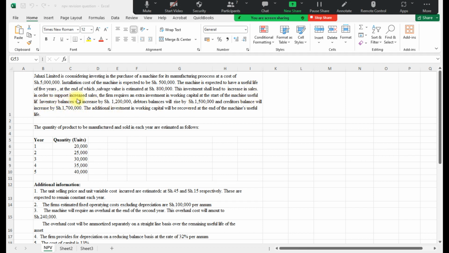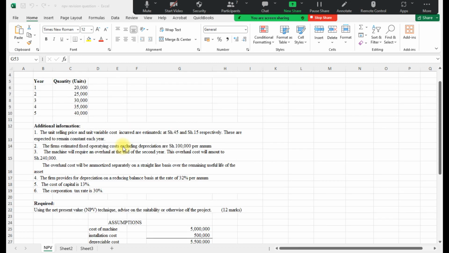In order to support increased sales, the firm requires an extra investment in working capital at the start of the machine's useful life. Inventory balances will increase by 1.2, debtors balance will rise by 1.5, and creditors balance will increase by 1.7. The additional investment in working capital will be recovered at the end of the machine's useful life. The quantity of product to be manufactured and sold in each year are estimated as follows. So I've been given the year and the quantity in units.